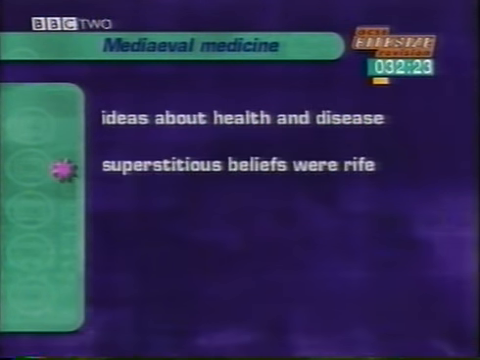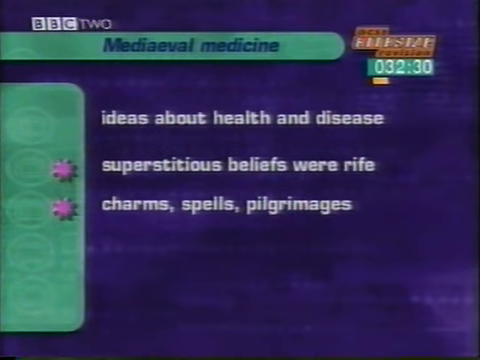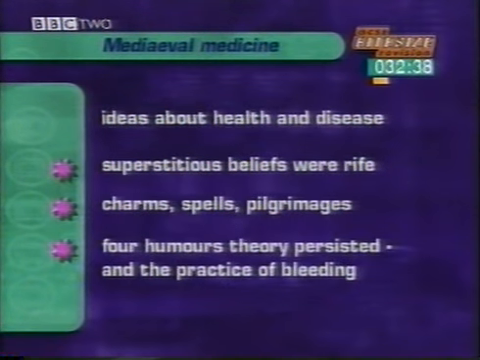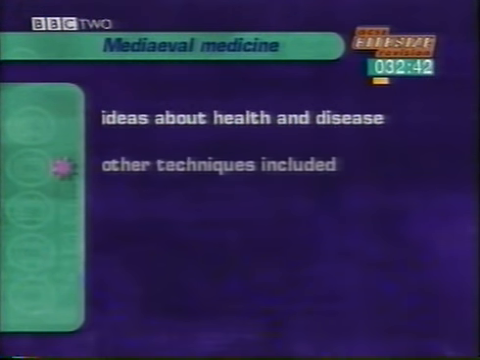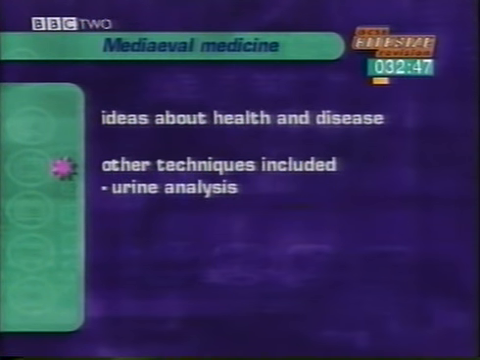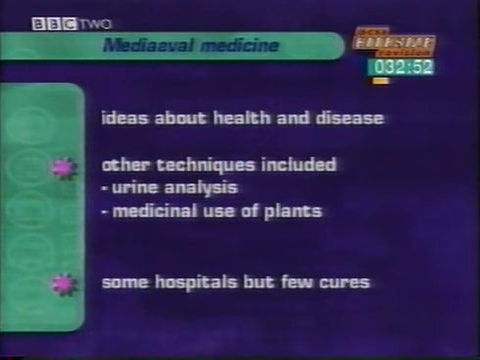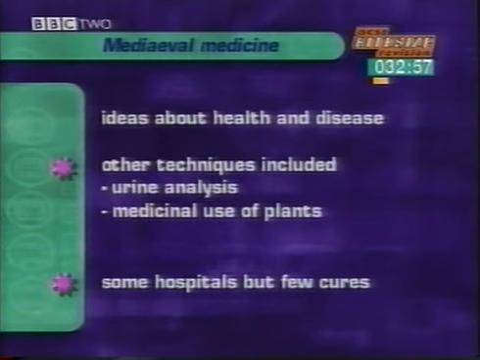On the one hand, magical, superstitious ideas were rife, including the belief in the efficacy of charms, spells, astrology, and pilgrimages to holy places in a search for cures. On the other hand, more natural, rational ideas, such as the four humours theory, persisted. Bleeding was a common treatment for all kinds of conditions, as was urine analysis, adopted from a misunderstanding of Hippocrates, and medicinal use of herbs and plants. There were some hospitals, usually in monasteries, but they offered food, a bed and prayers rather than hope of a cure.